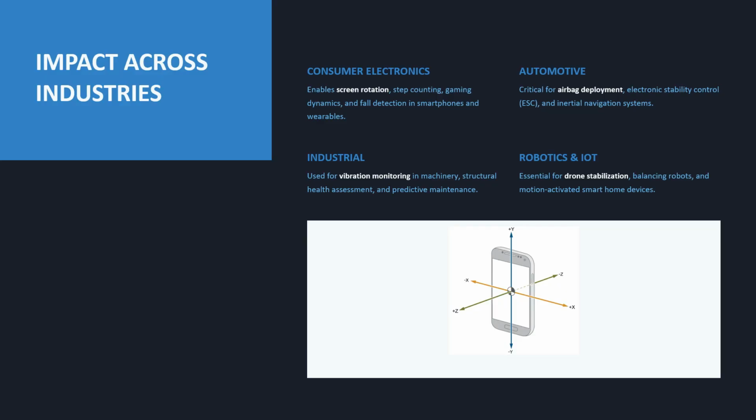In consumer electronics, they enable features such as screen rotation, step tracking, and gaming motion control. In the automotive industry, accelerometers are critical components for airbag deployment systems, electronic stability control, and navigation systems. In industrial environments, they are used for machine vibration monitoring, predictive maintenance, and structural health monitoring. In robotics and IoT applications, accelerometers help stabilize drones, control balancing robots, and detect motion events in smart home devices. Because of their versatility, accelerometers are essential sensors in modern smart systems.